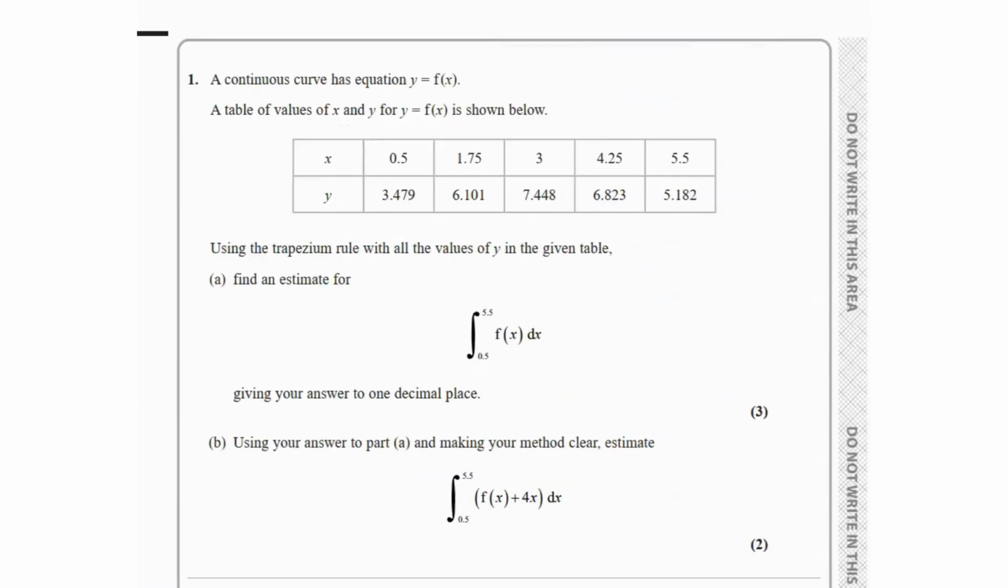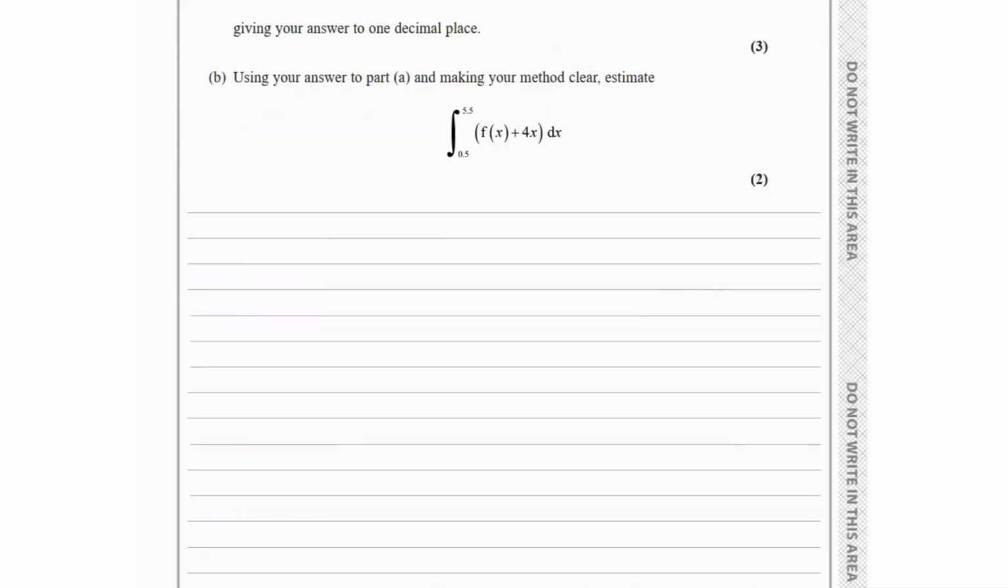So the first question says a continuous curve has equation y equals f of x. We have a table of values of x and y for y equals f of x as shown below. Using the trapezium rule with all the values of y in the given table, we have to find an estimate for the integral of f of x from the limit of 0.5 to 5.5, giving an answer to one decimal place. So for this, we will directly use the trapezium rule.